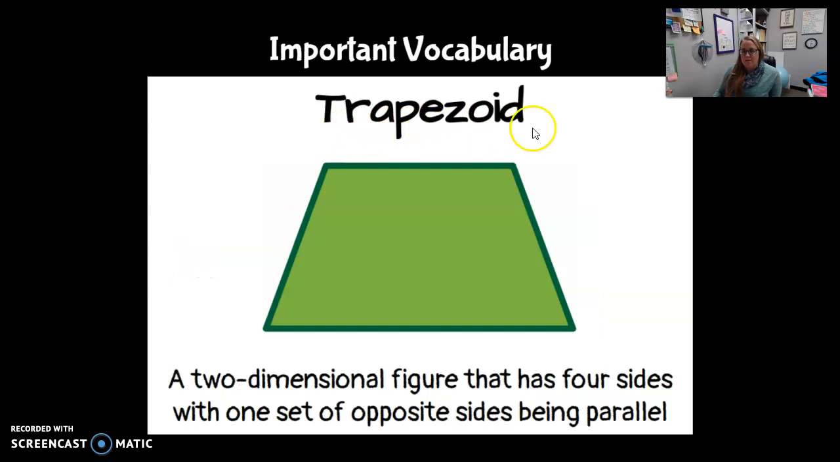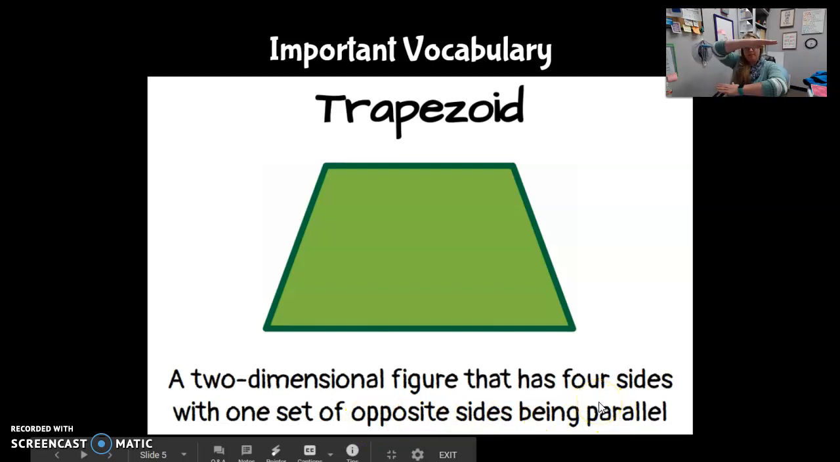The next word we have is trapezoid. A trapezoid is a two-dimensional figure that has four sides with one set of opposite sides being parallel. So if something is parallel, that means that the lines are going to keep going and going, but they're never going to cross. They're always just going to keep going.